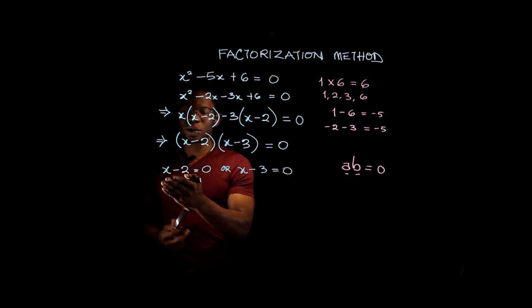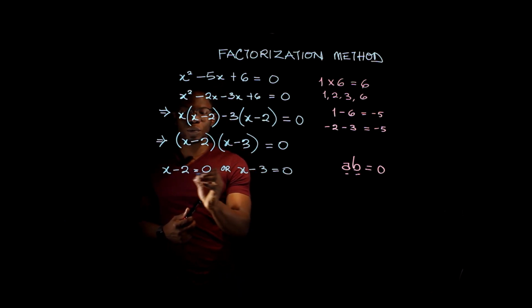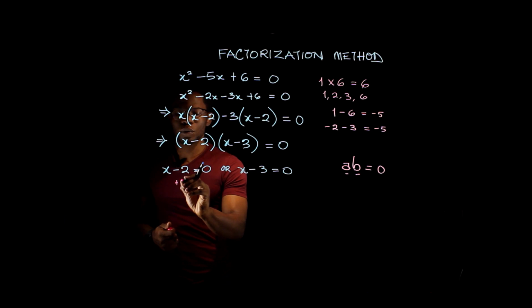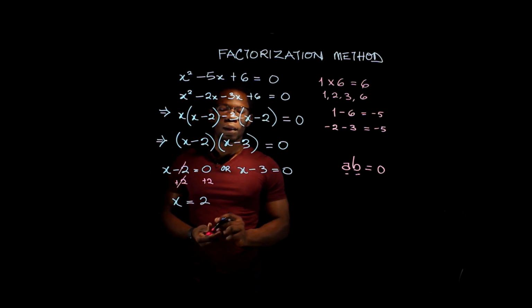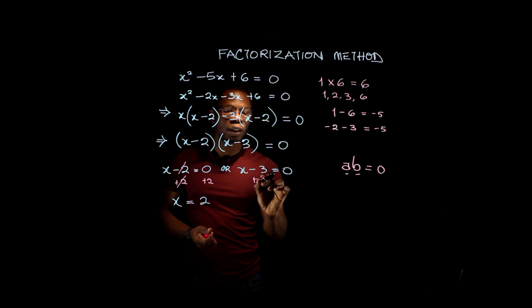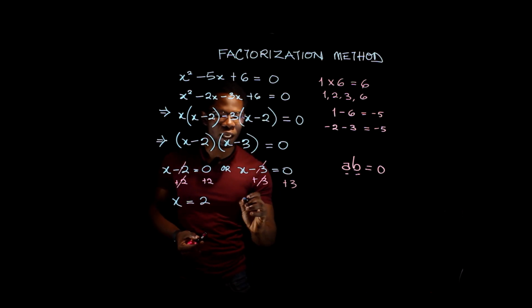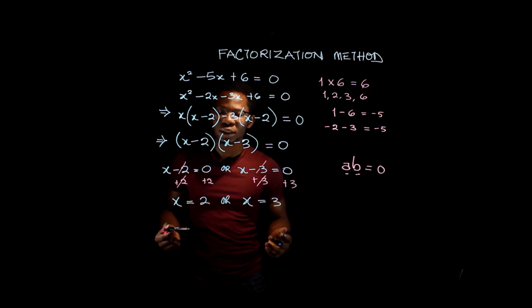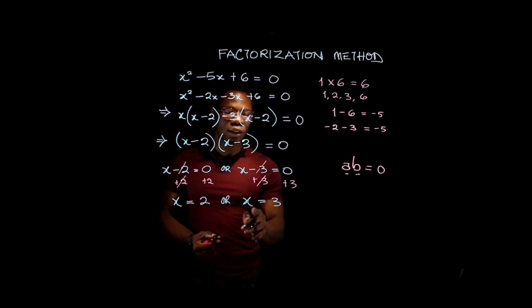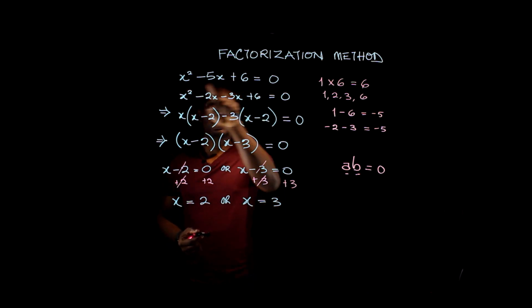Now all we have to do is make x the subject of the formula here, and then we can get our final answers. So if we add 2 to both sides here, we have x minus 2 plus 2. This cancels out this, and x is equal to 2. For this side, we add 3 to both sides. This cancels out this. So we have that x is equal to 3. So our final answer is that either x is equal to 2 or x is equal to 3. And these are the final answers. These are the solutions for this quadratic equation.